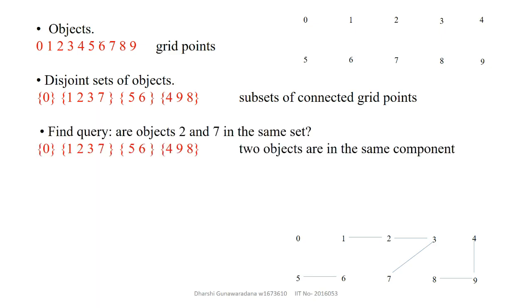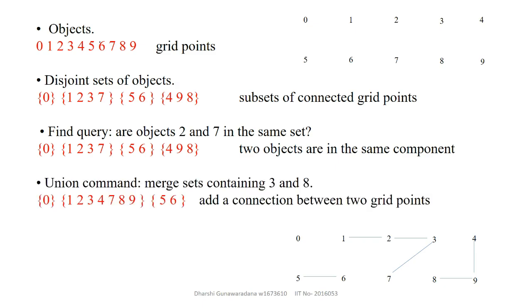Find query: are 2 and 7 objects in the same set? To find that, the 2 objects must be in the same component. So yes, 2 and 7 are in the same set.